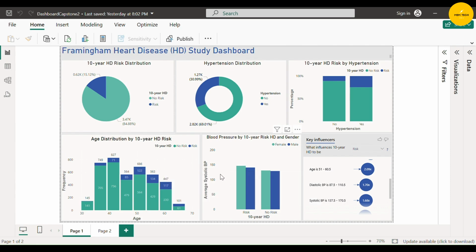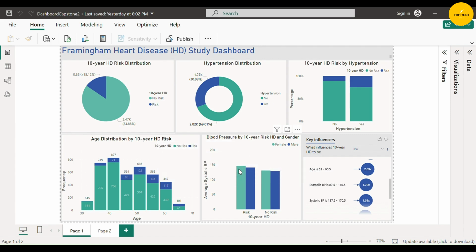So the average systolic blood pressure is higher in this group of patients, so the patients with risk of heart disease, than in the patients with no risk of heart disease. Also, we see that females have a little bit higher average systolic blood pressure than males.